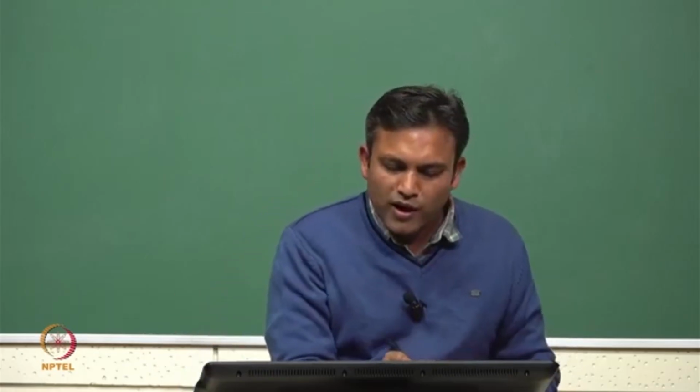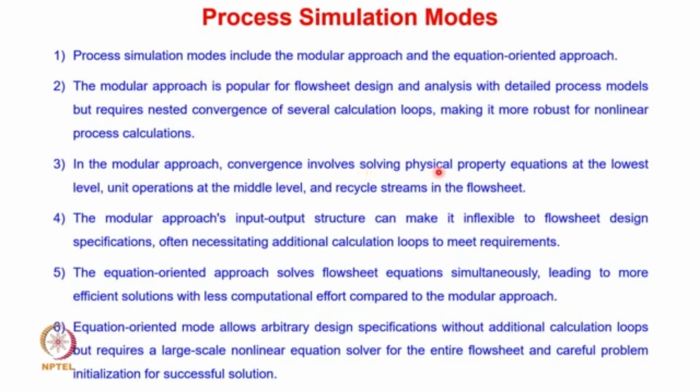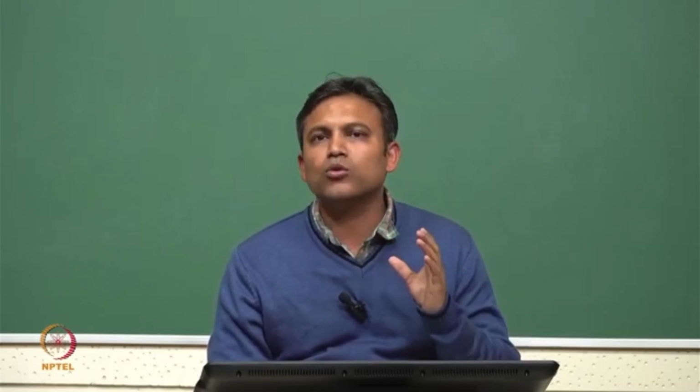Okay. In the modular approach, convergence involves solving physical property equations at the lowest level, unit operations at the middle level, and recycle streams in the flow sheet. So you can see that there are three levels in the modular approach. How we calculate the properties, that is the lowest level. At the intermediate level we look at solving the individual units, and at the highest level we combine everything with respect to the sequence of the units present in the flow sheet, and then we see whether the inputs for different units which we assumed in the starting match with the predicted values or not.